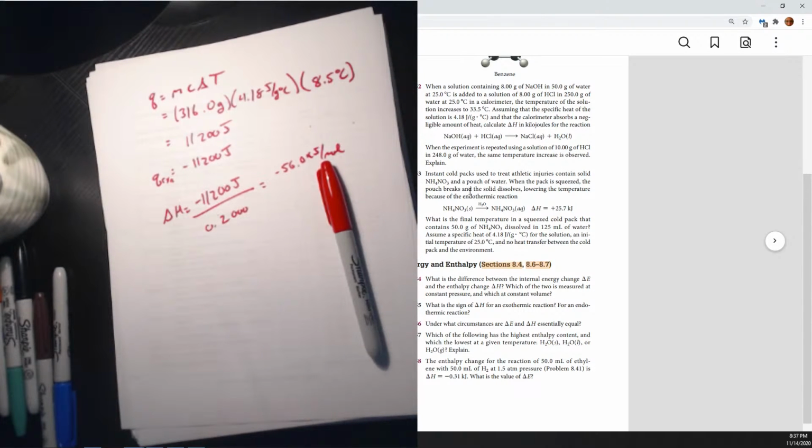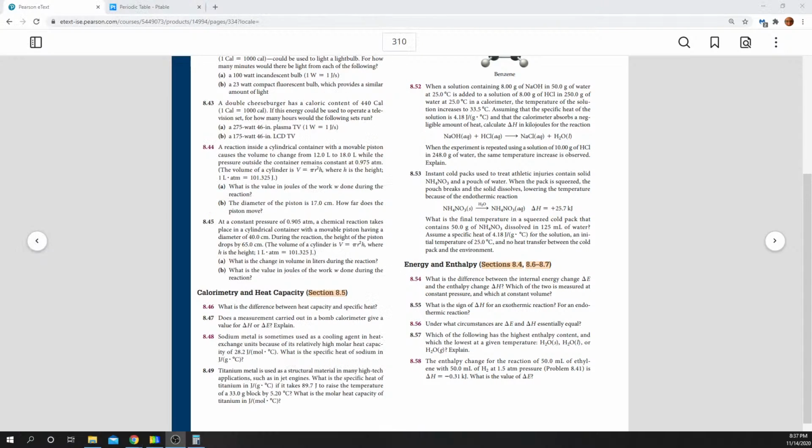52. When the experiment is repeated using a solution of 10 grams of HCl and 248 grams of water, the same temperature increase is observed. Explain. You'll notice they changed the mass of hydrogen chloride, moving it up by 2, but kept the total mass of the solution the same by decreasing the amount of water by the same amount. The reason the temperature change is the same is because the sodium hydroxide was the limiting reactant. If the HCl had been the limiting reactant, you would have seen a change in temperature.